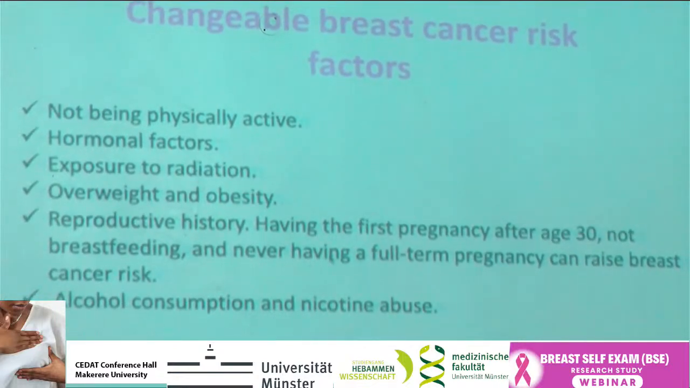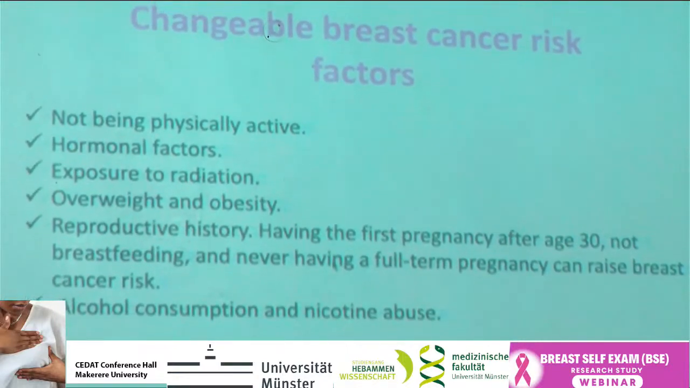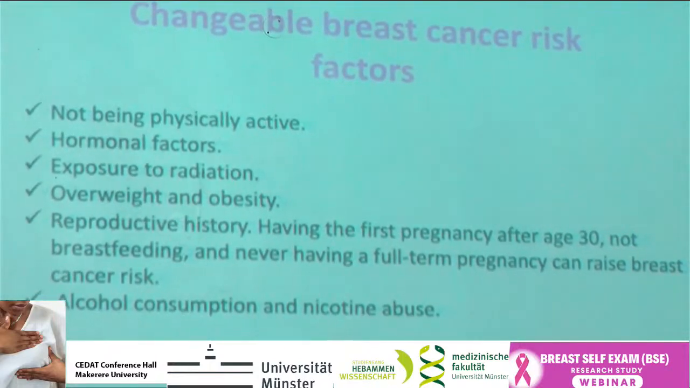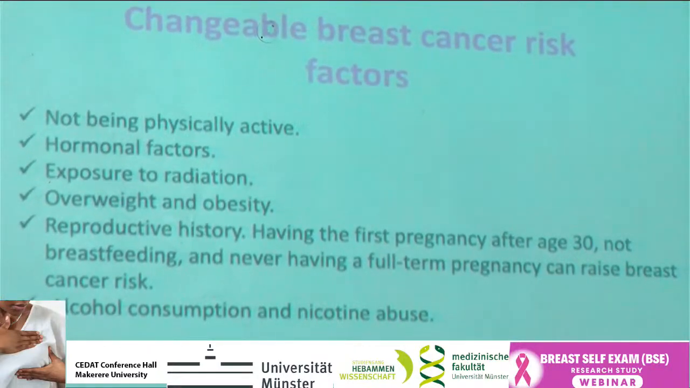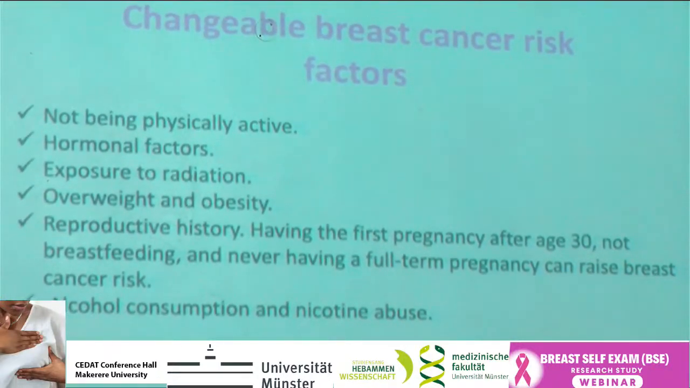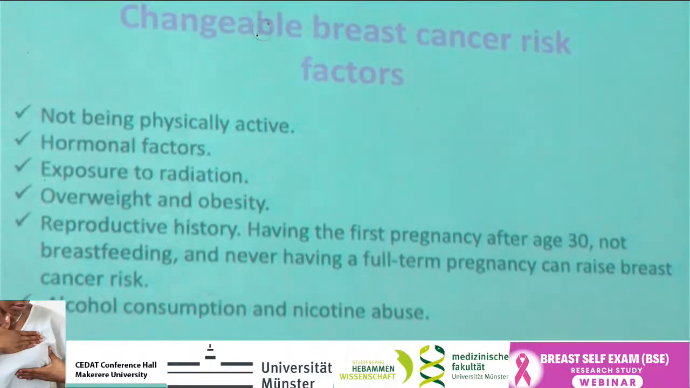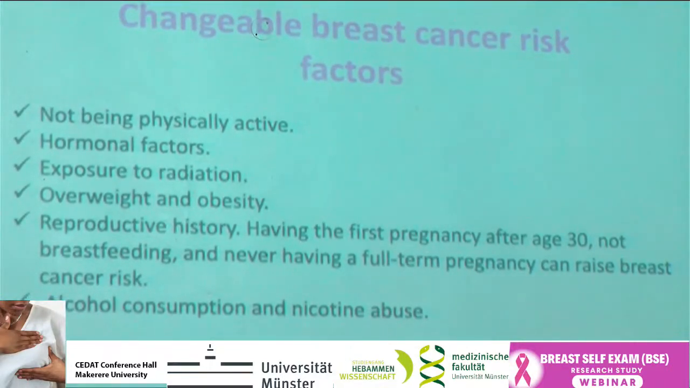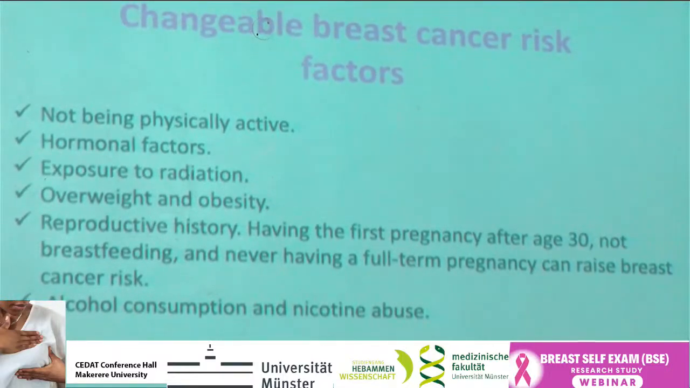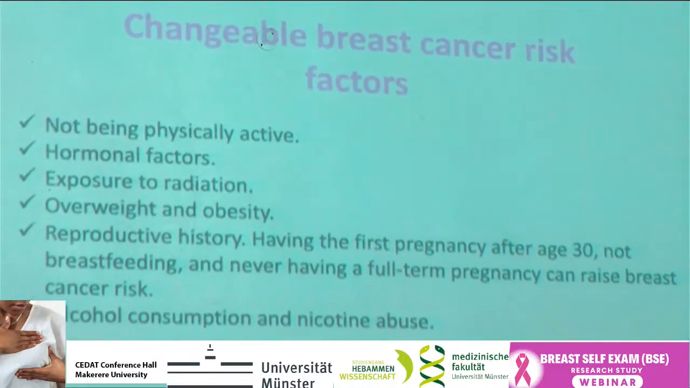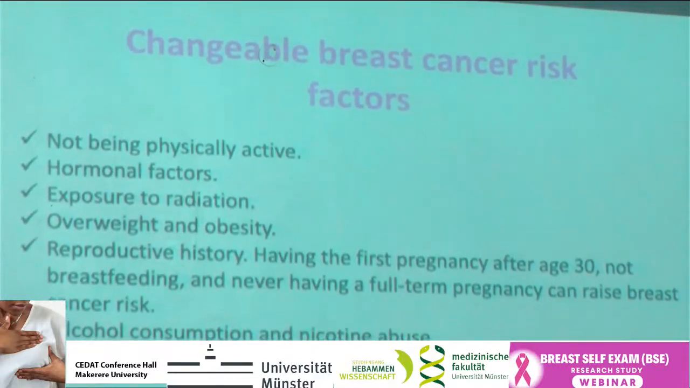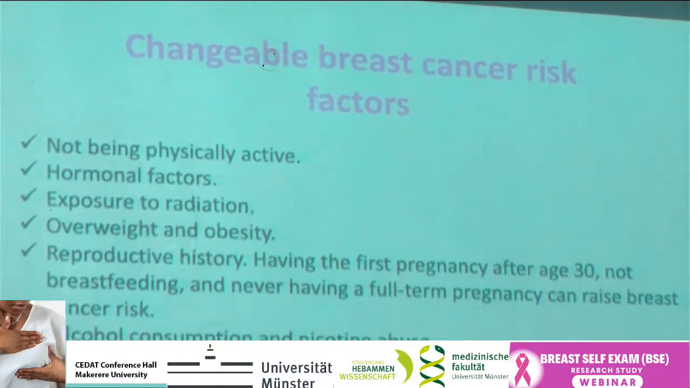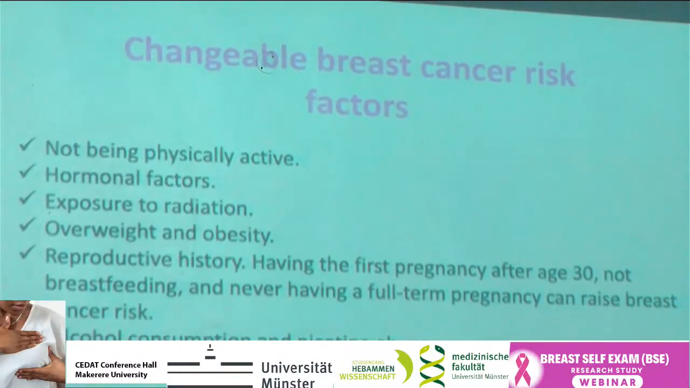Reproductive history. Having the first full-term pregnancy after the age of 30 can raise the risk of breast cancer. This is because of not putting the breast tissue to its intended use, and that is breastfeeding. Alcohol consumption and nicotine abuse. Women who consume alcohol or smoke cigarettes stand a very high risk of developing breast cancer compared to those who don't have this lifestyle.